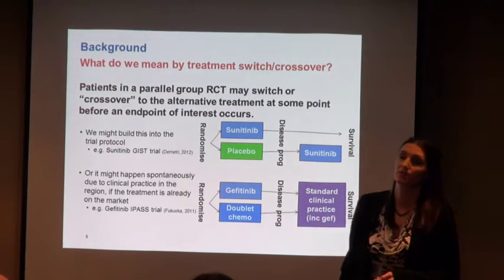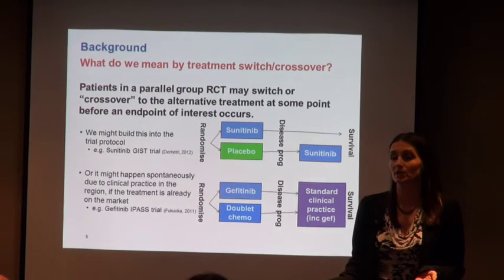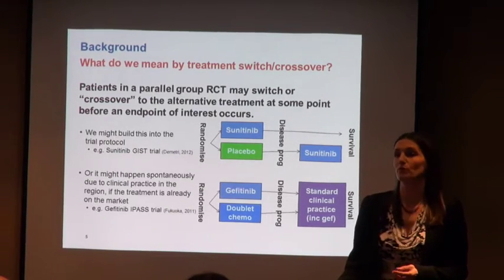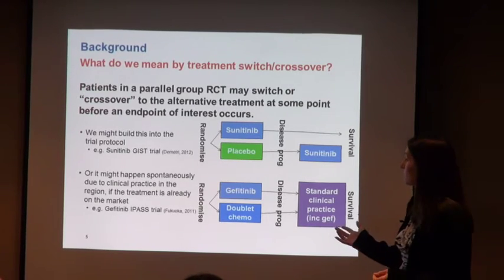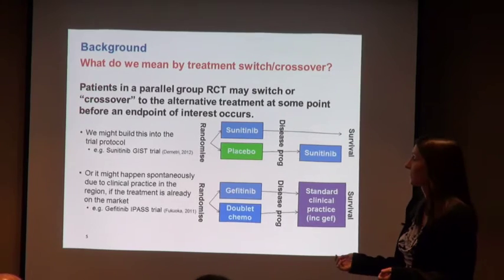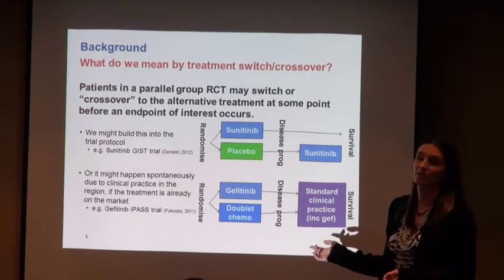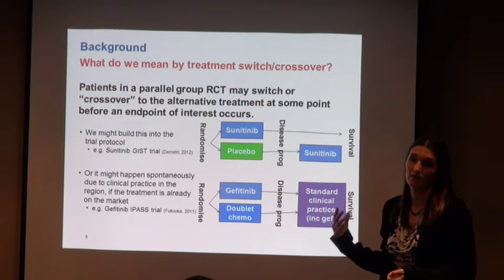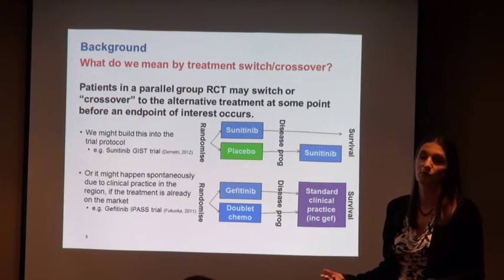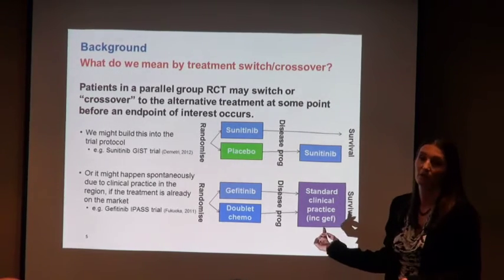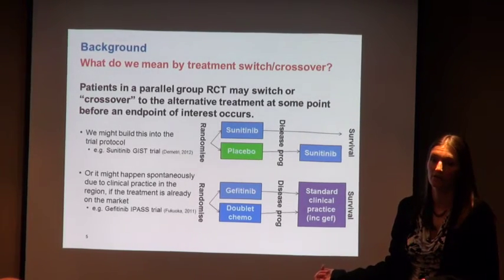Alternatively, it can also happen spontaneously. So even if you haven't put it in your protocol, patients still may get the treatment through some other means. In this example, which is gefitinib or Iressa in non-small cell lung cancer, it was a first-line trial against doublet chemotherapy, but Iressa and some similar drugs in the class were approved as second-line treatments in some countries. So a lot of patients went on to get Iressa as a second-line treatment.